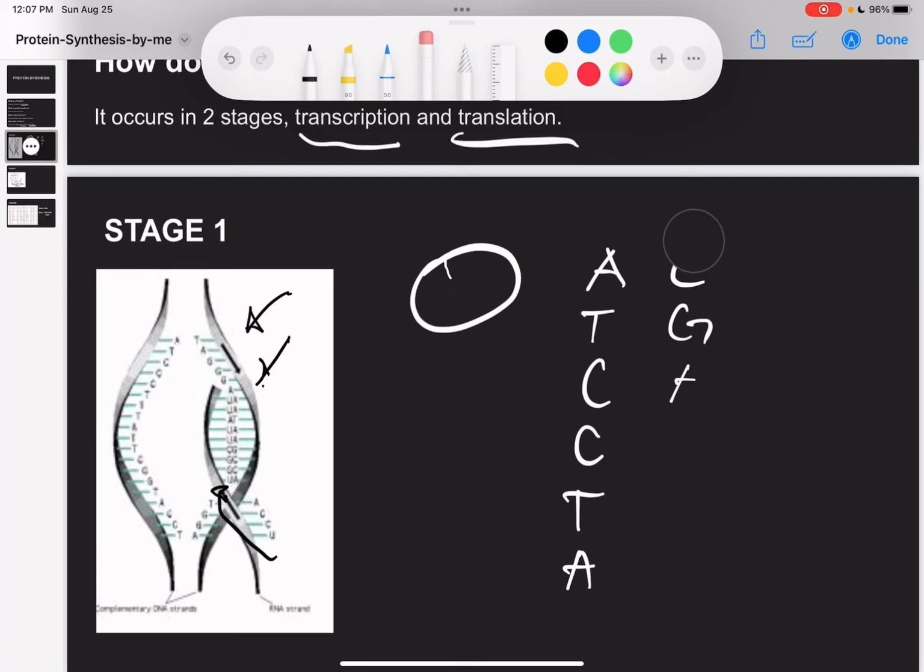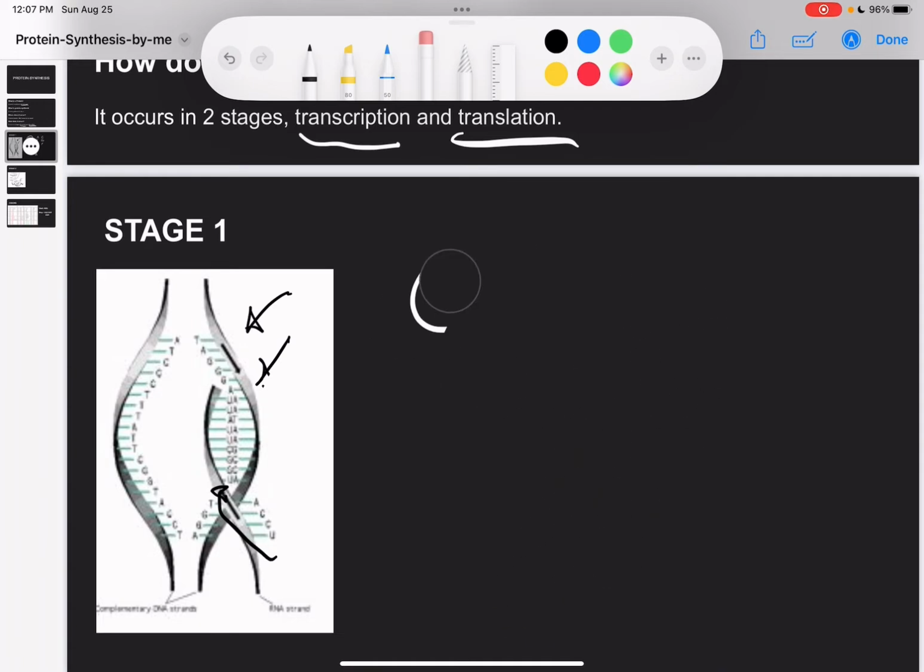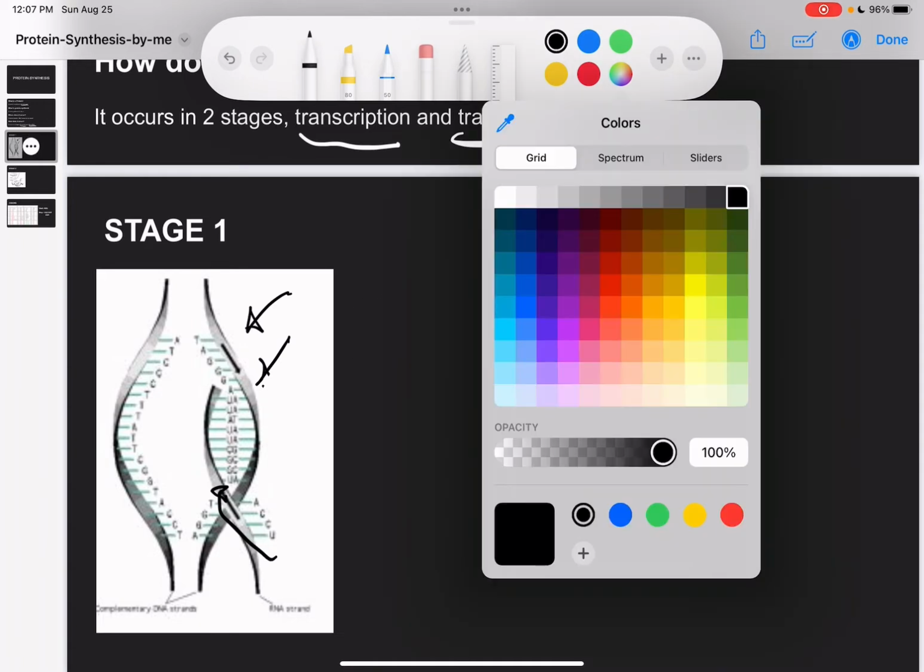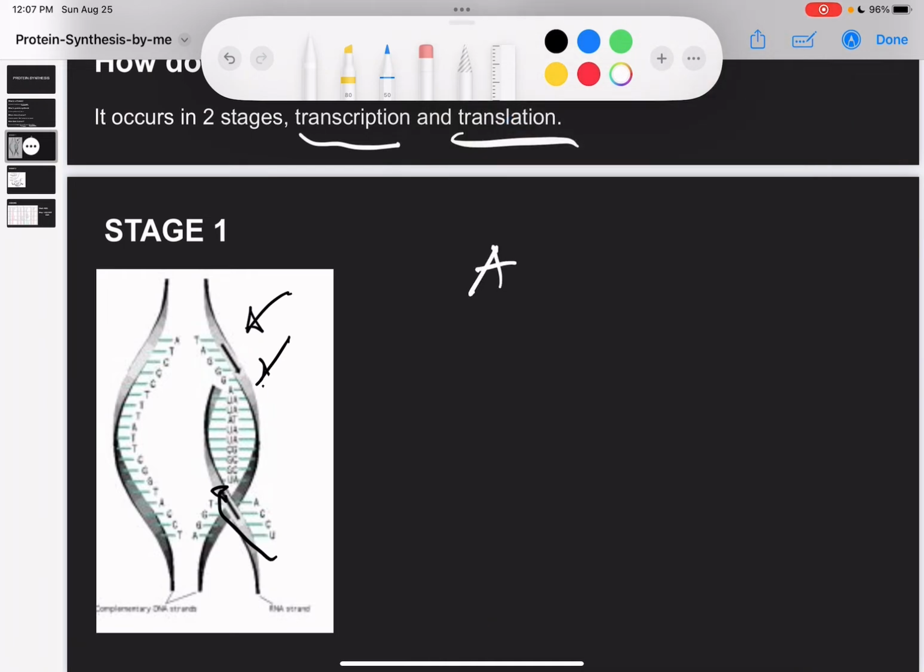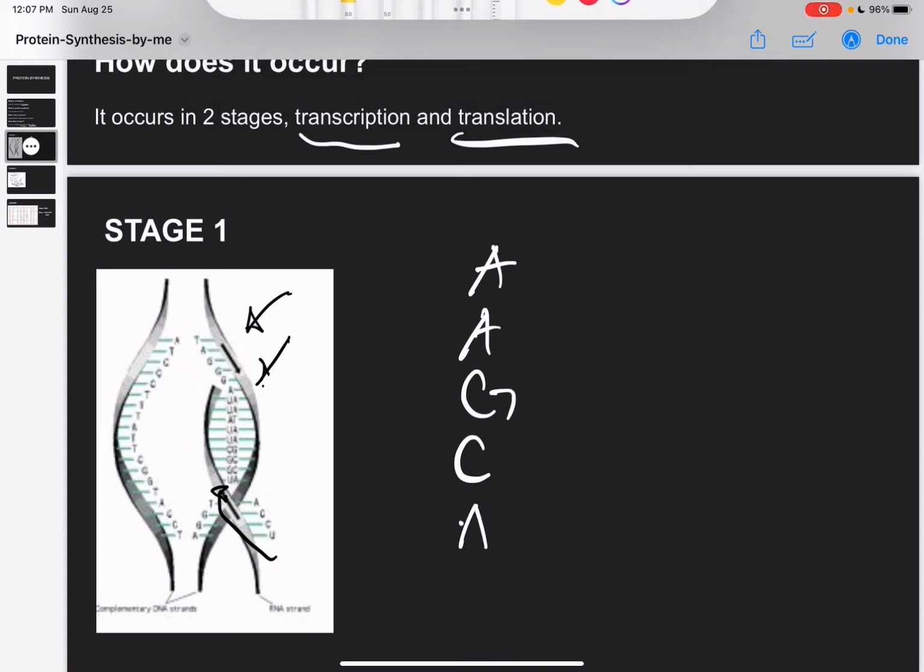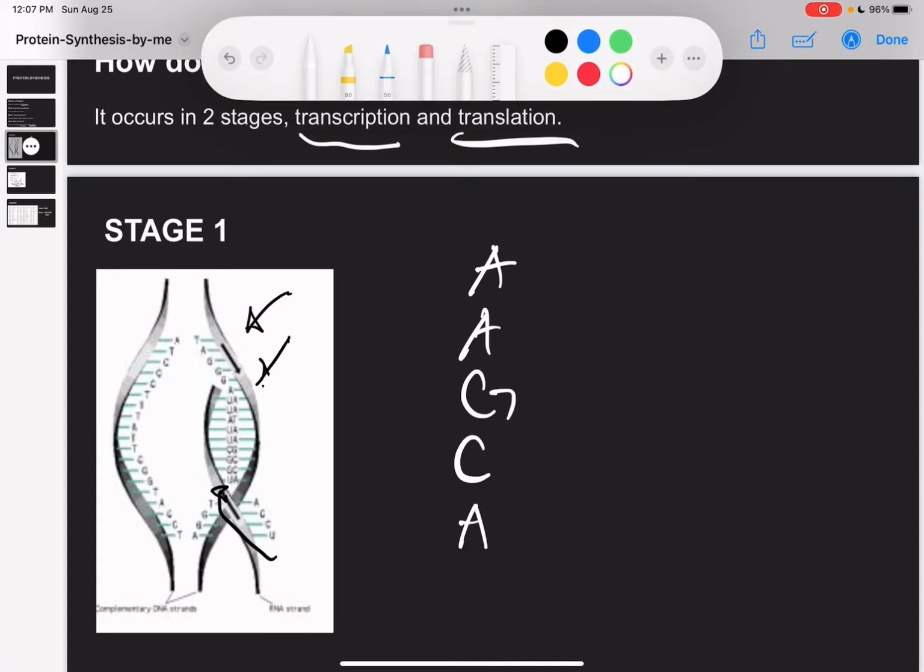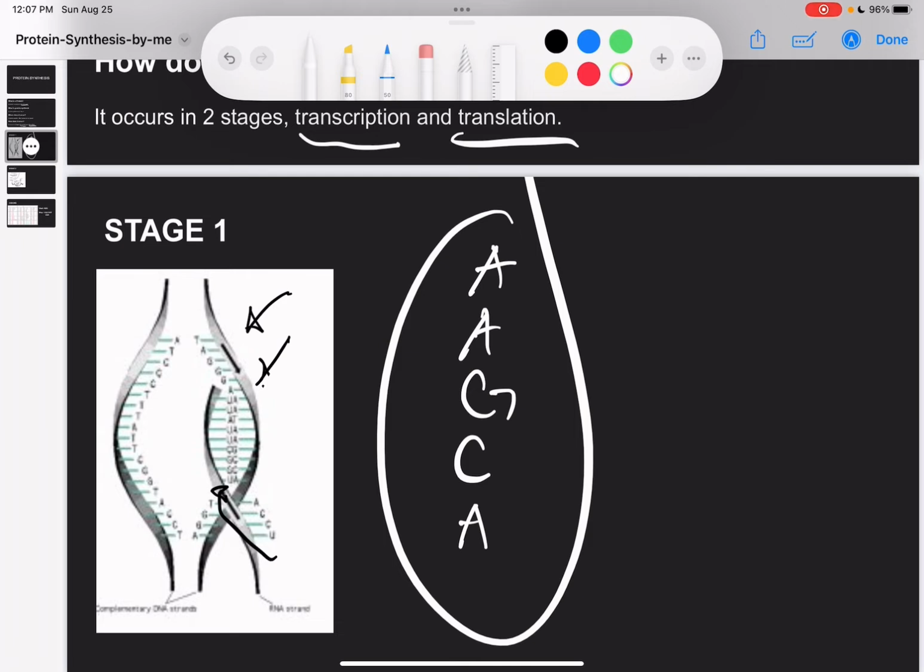So, let's give you an example here. Your sequence goes as follows: adenine, guanine, cytosine, adenine. What would the RNA polymerase code for? Simply put, the opposite of this, the opposite of this sequence right here.